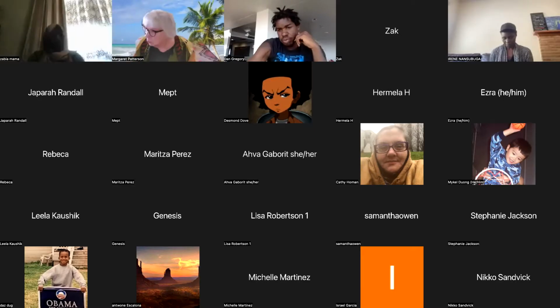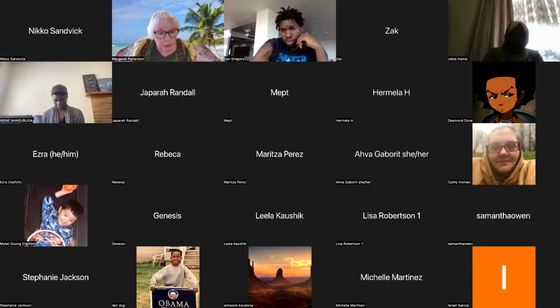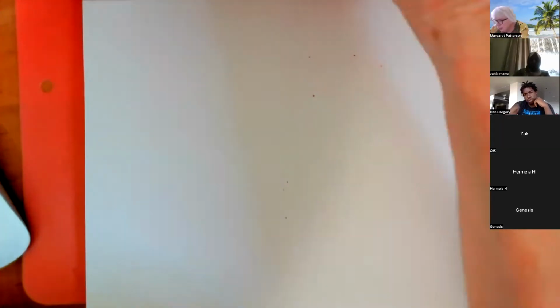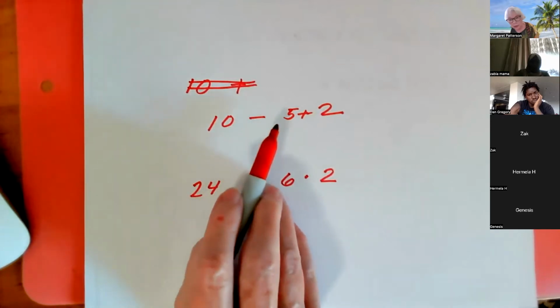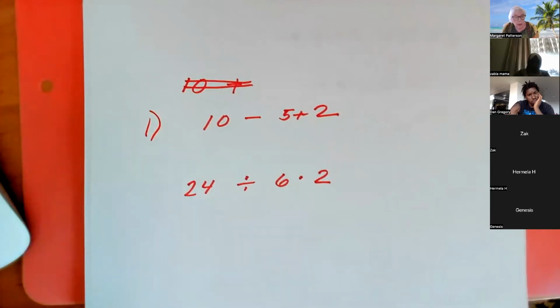Okay. So what I want to do, this is great, is go back to this and start 1.7. So 1.7 is order of operations. I have a couple of problems for us to look at. I want to know what you think the correct answer is to this first one. Anybody have an answer they think is correct?